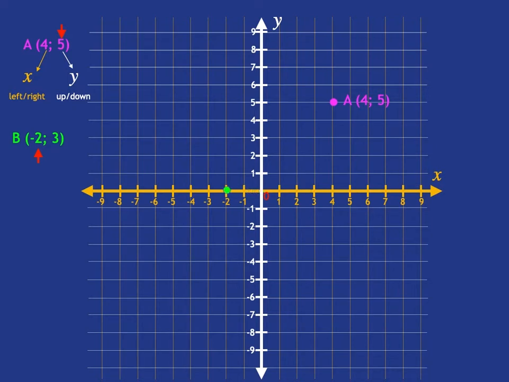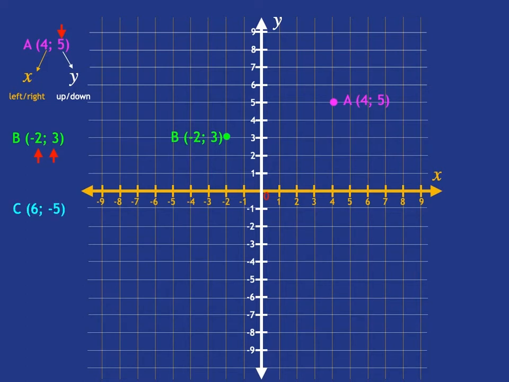1, 2. Then we look at the y coordinate. Y coordinate tells us how far up or down to go. And in this case, the y coordinate is 3, so we need to move 3 steps up. 1, 2, 3, and there we have our point B, which is at -2, 3.